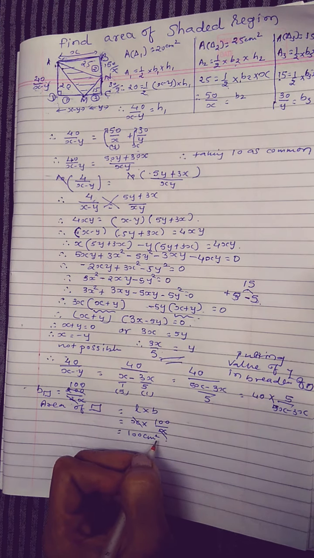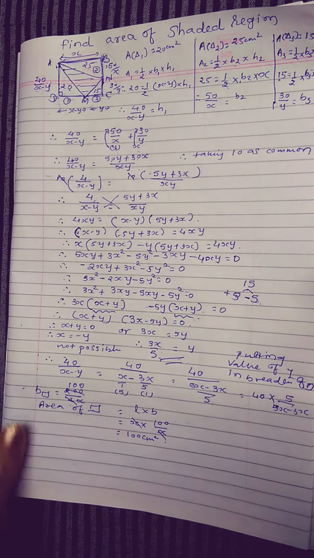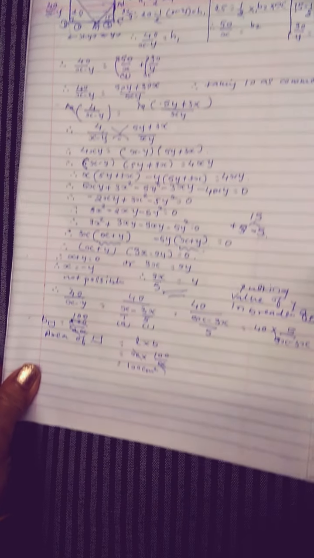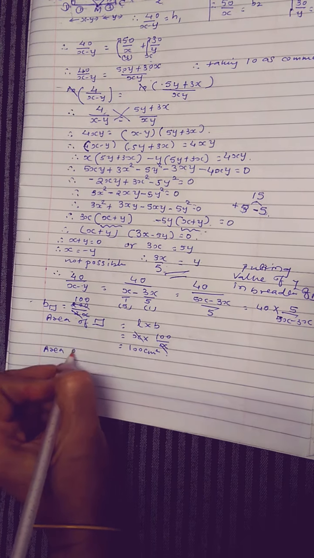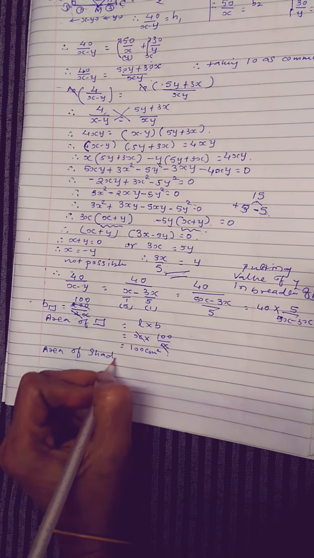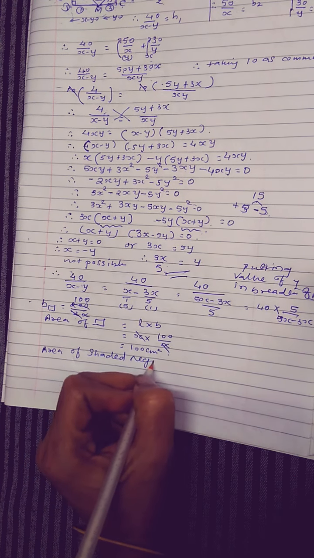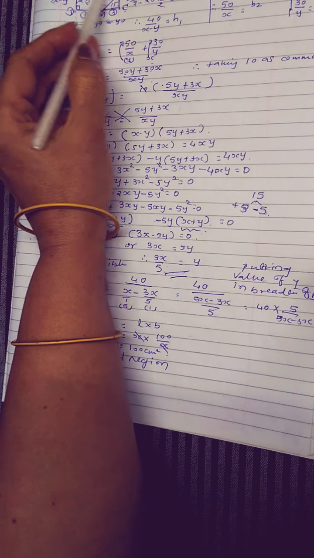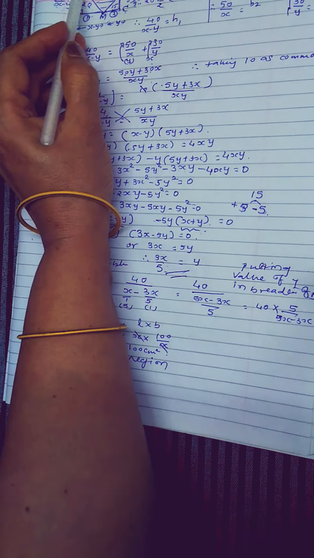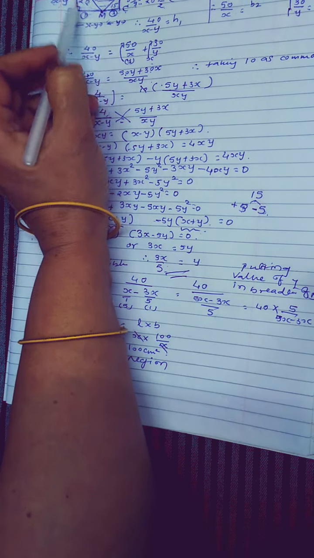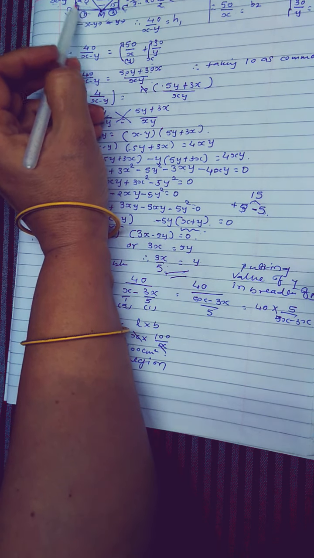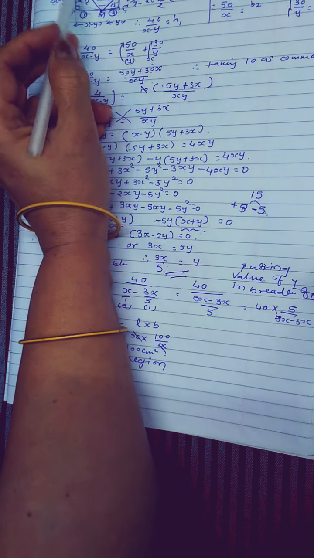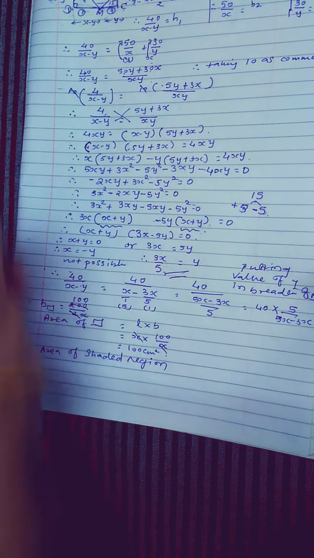Now you have to find out the area of the shaded region. Now what you have to do? Find out the area of the shaded region. Shaded region is which region? This middle triangle. Now first of all you take the area of this rectangle. From that you just subtract the area of this, and the area of this. You will get the area of the shaded region.